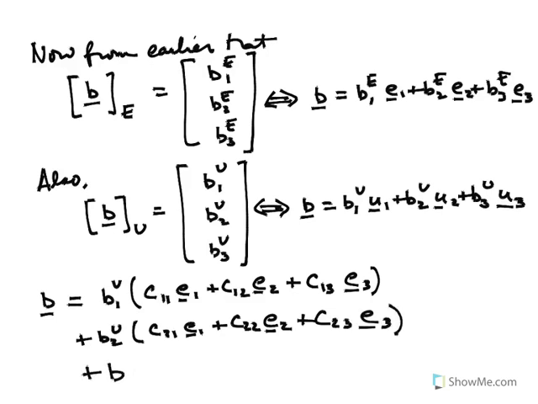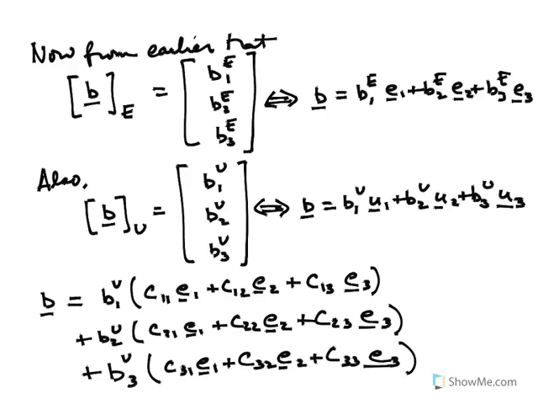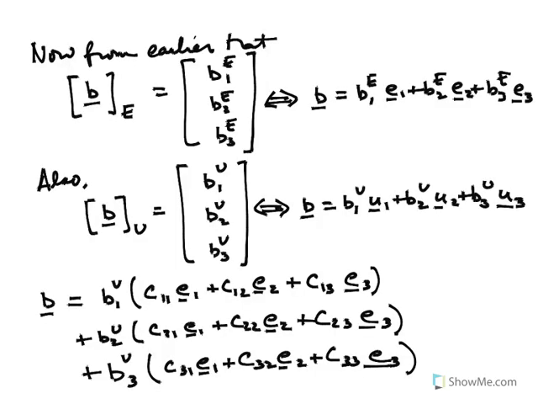And then the last one is b3u times c31 e1 plus c32 e2 plus c33 e3. Now let's gather up all these terms and see what this simplifies to. So we wind up with b equaling, well, let's gather up all the e1 terms, e2 terms, and e3 terms.